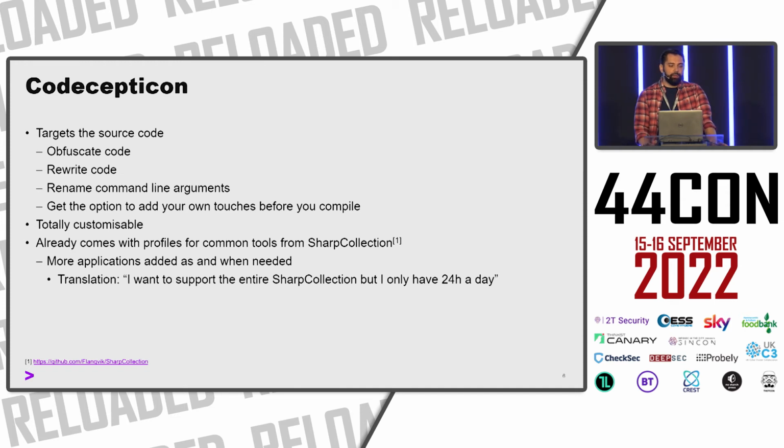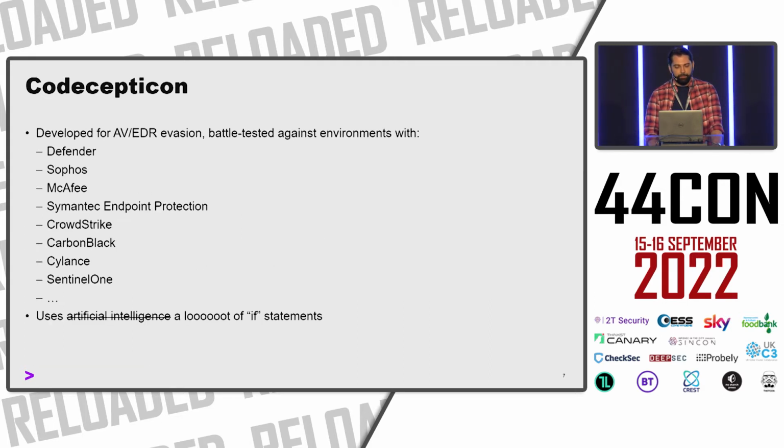The difference between Codecepticon and other obfuscation tools is that Codecepticon targets the source code. It doesn't take your assembly, your compiled .NET executable or whatever, and work with that. You just point it to the source code and it does its job. It allows you to obfuscate, rewrite command line arguments, and then you can do whatever you want. It has a lot of command line arguments, so everything it can do leads back to a command line argument, and it already has profiles for some very common Sharp collection tools. I will describe what the profile is further down.